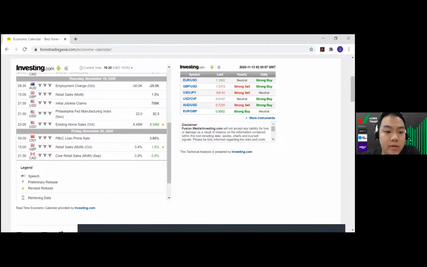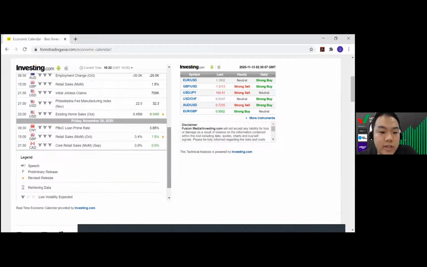We also have pound retail sales and some USD home sales. That would determine whether or not we see the recovery coming strongly, depending on how much more or less the sales number is. And lastly, again, retail sales for pound and CAD.